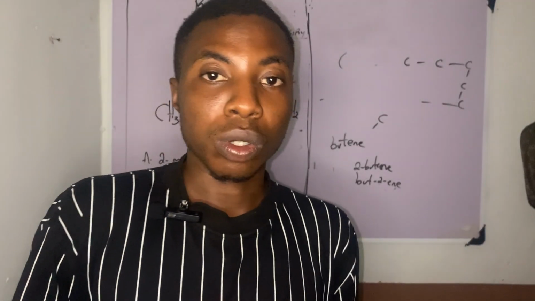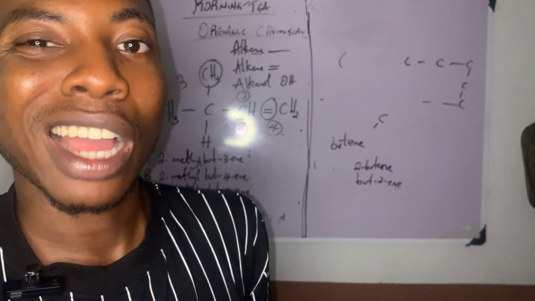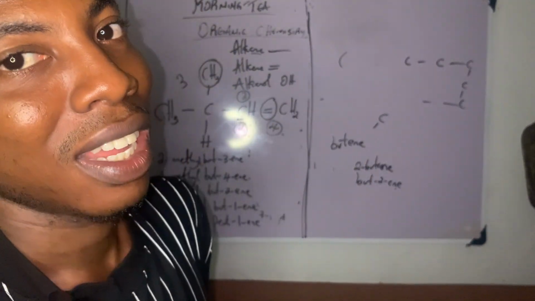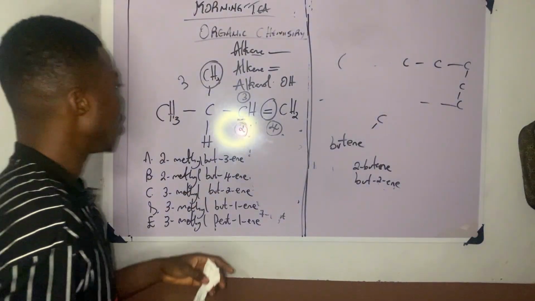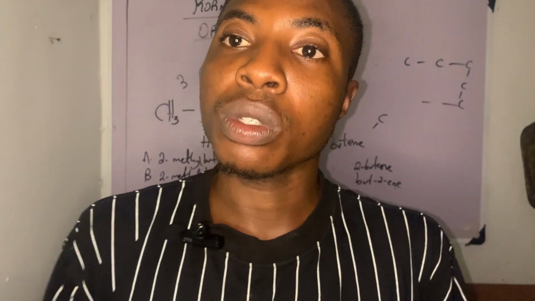The second one was what? We actually identified the functional group and gave the functional group the lowest possible number. Now, let's go to the next one. In the next one, we are going to identify what we call the attachment group, or the substituent group.